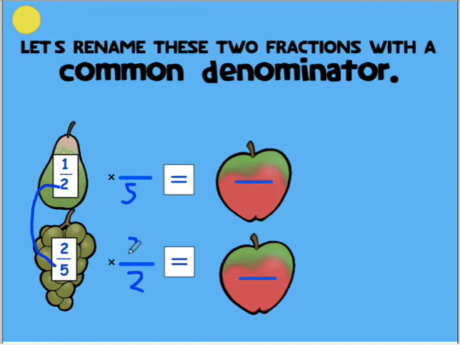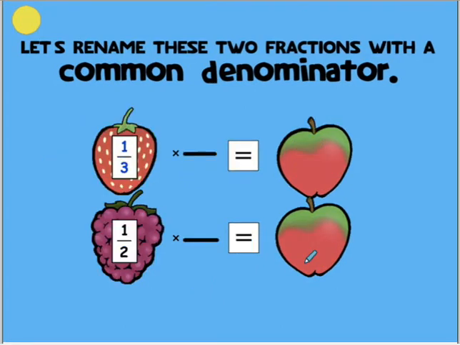And whatever I do on the bottom, I have to do on the top. So here I'm going to get 5 times 1 is 5, and 2 times 5 is 10. And down here I'm going to get 2 times 2 is 4, and 5 times 2 is 10. And they now have common denominators. That means I could add them or subtract them.